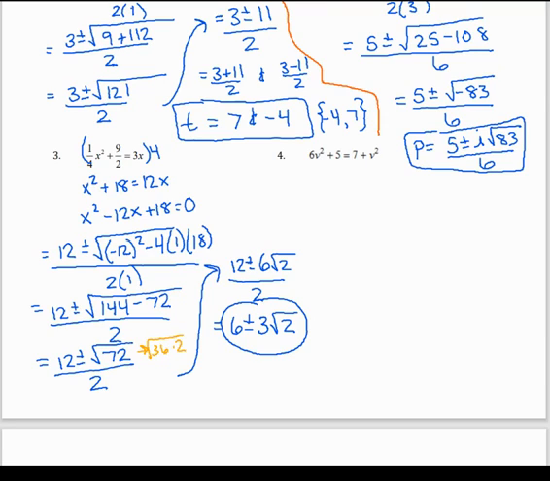If we were asked to approximate, then in your calculator you would do 6 plus 3 root 2, get your answer, and then in your calculator, 6 minus 3 root 2.